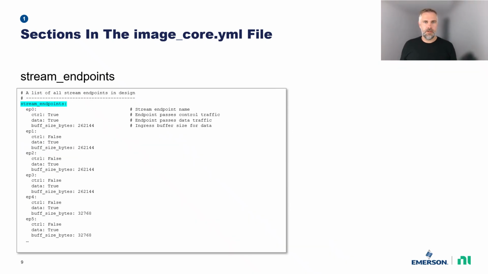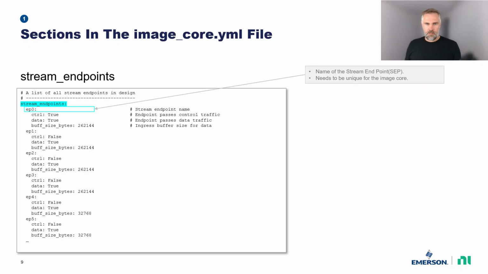Next, let's have a look at the list of streaming endpoints. We got 8 streaming endpoints in the design. The first 4 will be used to connect the DUCs and the DDCs to the host. The last 4 allow to connect to a 4-port replay block, also from the host, that is part of this design.